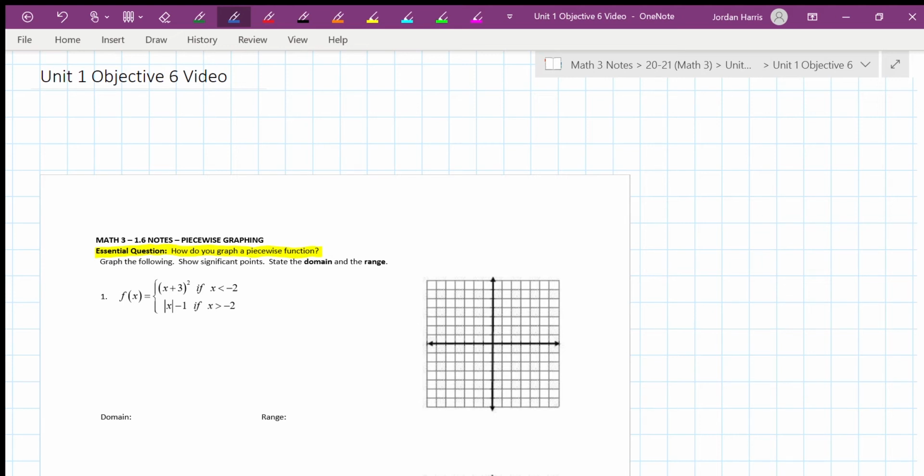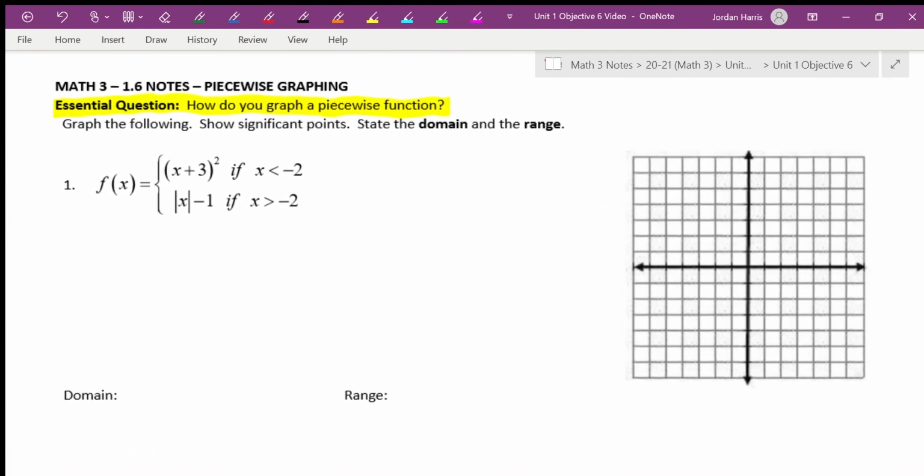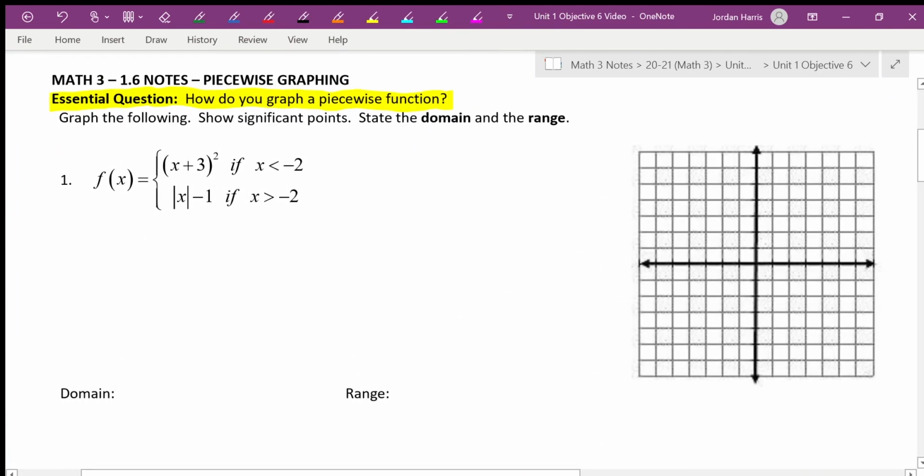The reason we're doing this after 1.5 is because 1.6, the piecewise functions, is basically two or more restricted functions on one graph, which we'll see in the first example. It says graph the following, show significant points, state the domain and range. Alright, so if we look at this, I just follow the same steps as before.